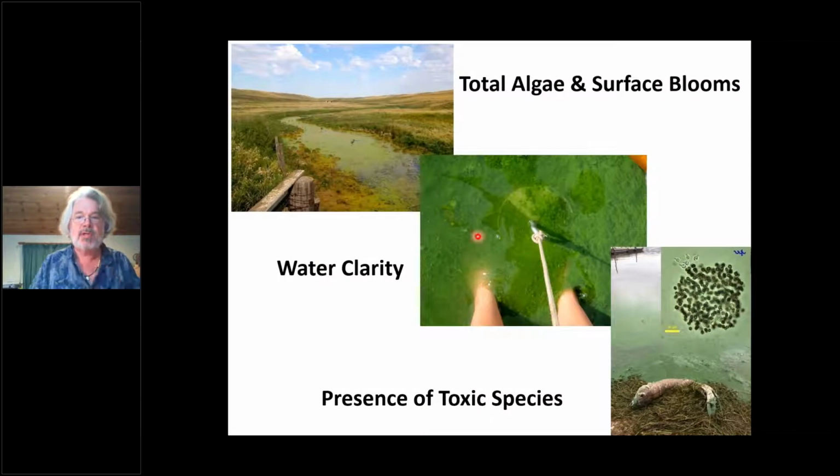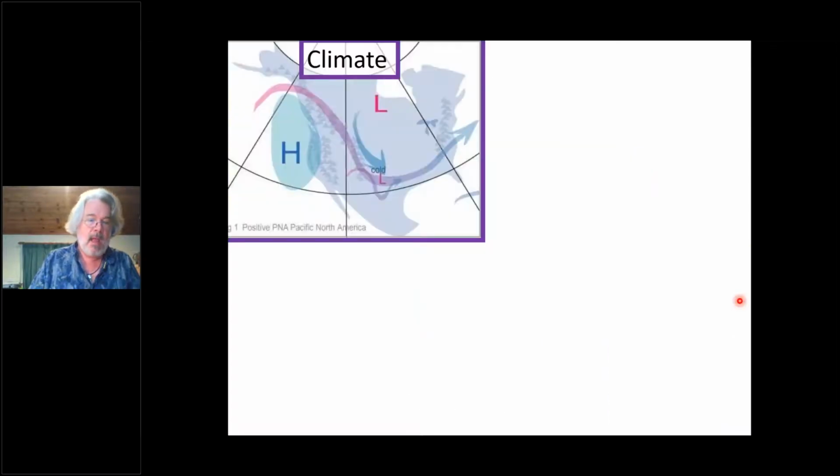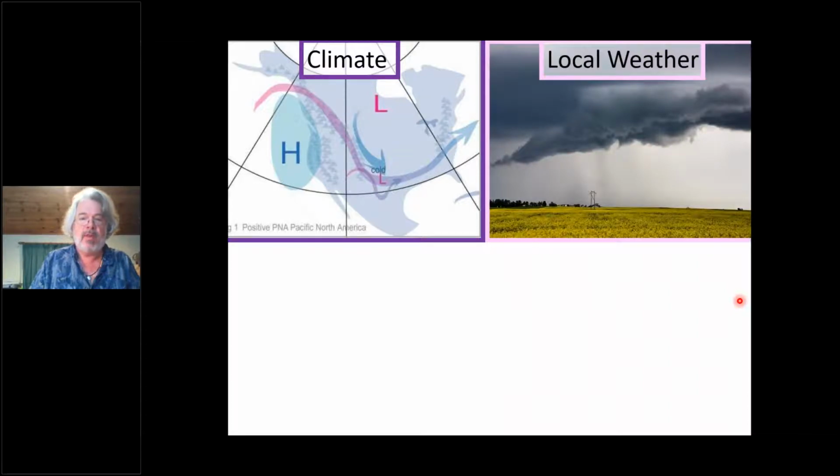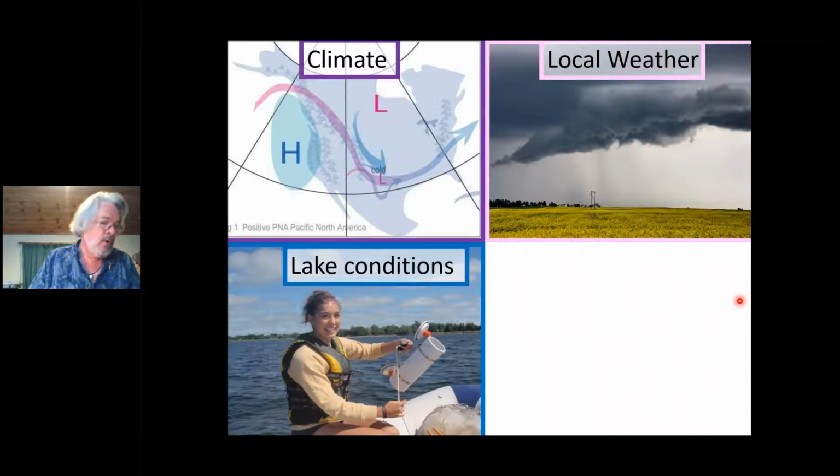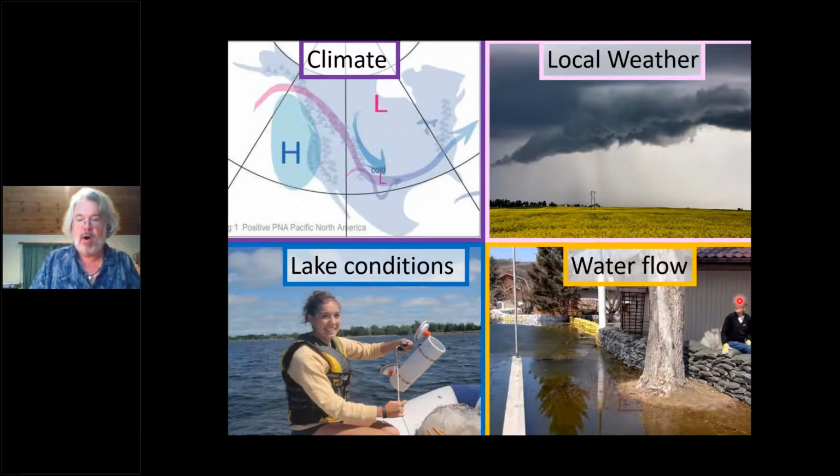And the things we looked at were, basically how green was the water, what's the total amount of algae, and what fraction of it are in surface scums. We wanted to know whether the water was clear. Could we see that disk all the way down, or was it just at the surface? And then was there any evidence of toxic species that we needed to worry about? And we basically asked, what's most important? Is it climate? Is it meteorology or local weather? Is it in-lake conditions? Or is it something to do with the flow of water? You'll often hear the phrase, the solution to pollution is dilution. And the question is that actually true?